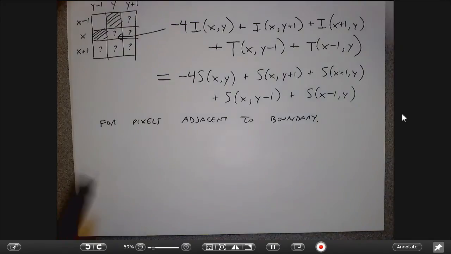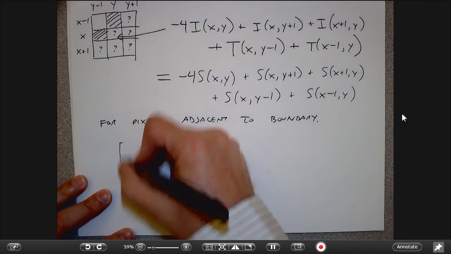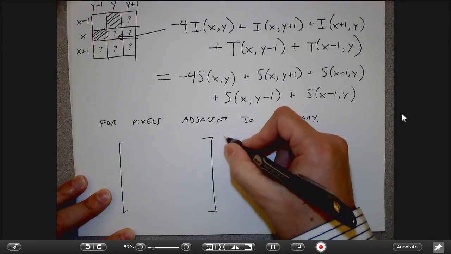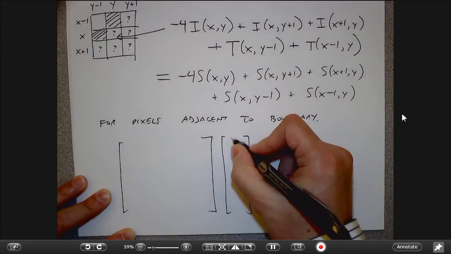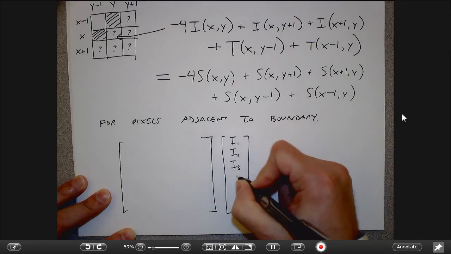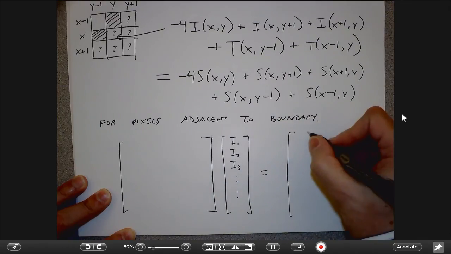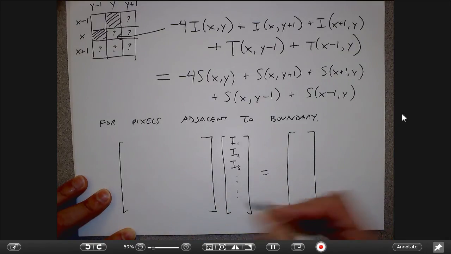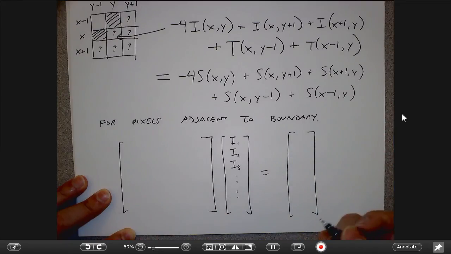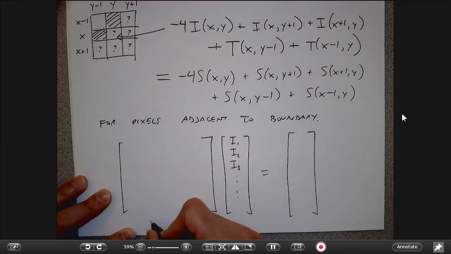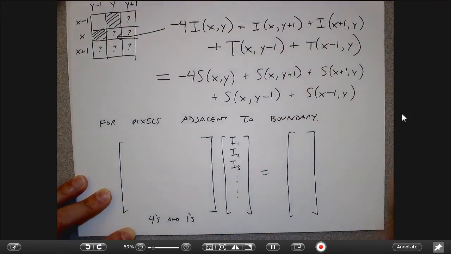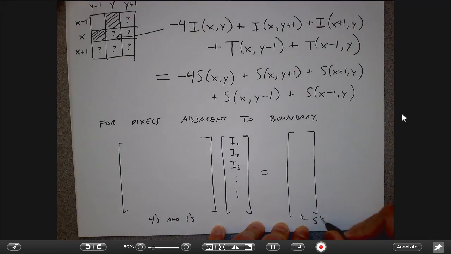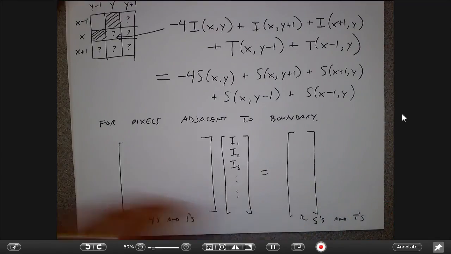And so this turns into basically a big linear system that looks like a big matrix times all the intensities I need to figure out. And this thing is full of numbers, probably 4s and 1s. The 4s and 1s coming from these 4s and 1s. And these numbers here are coming from S's and T's. Okay?